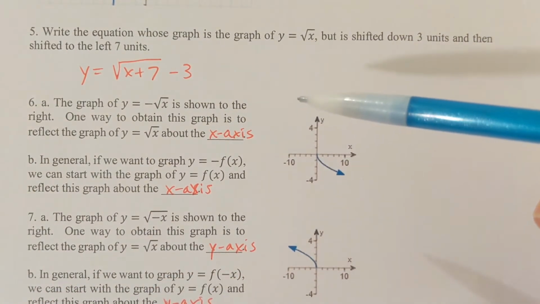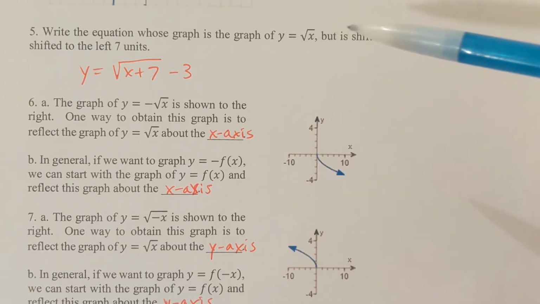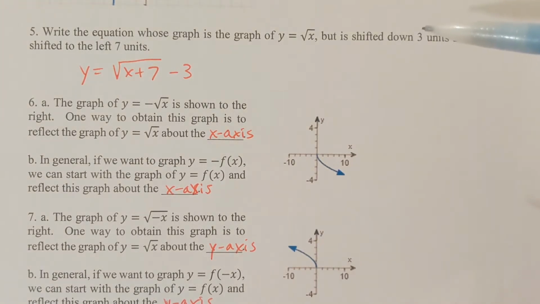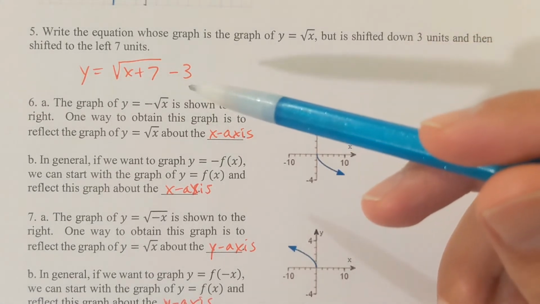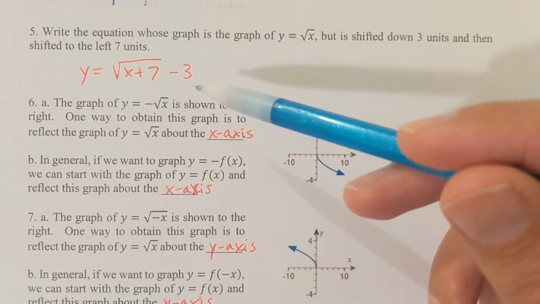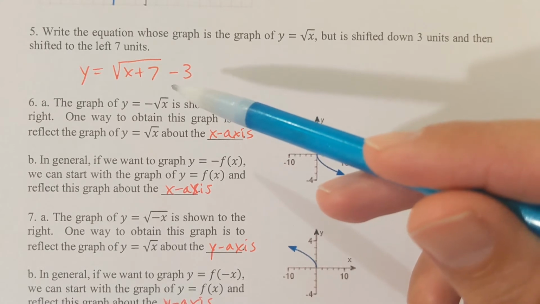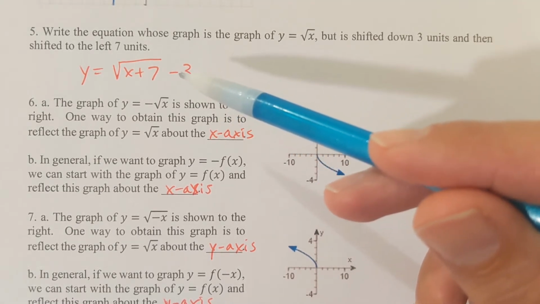Write the equation of the graph whose graph is the graph of y equals the square root of x, but is shifted down 3 units and then to the left 7 units. So if I go down 3 units, I have to subtract 3. And if I go to the left 7 units, I need to add 7 underneath the radical.